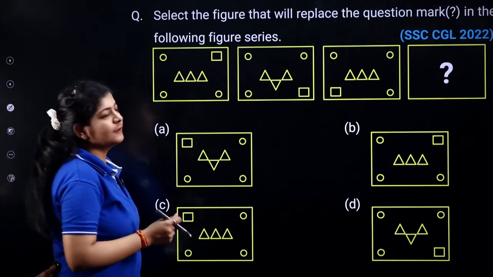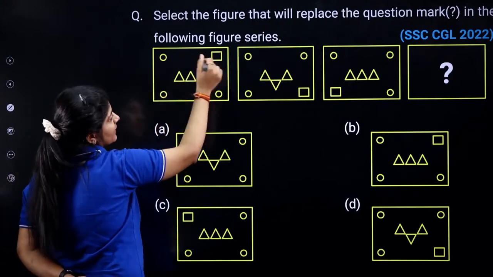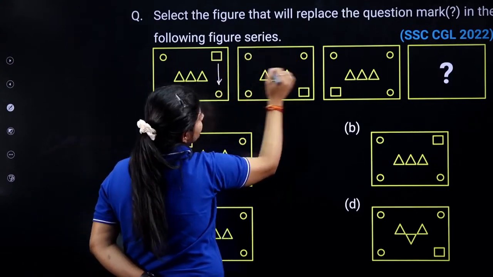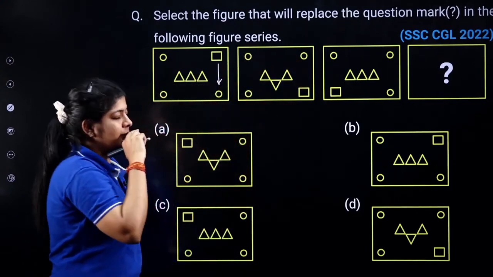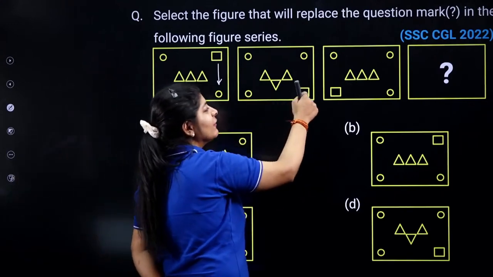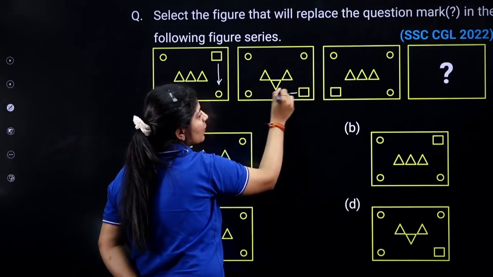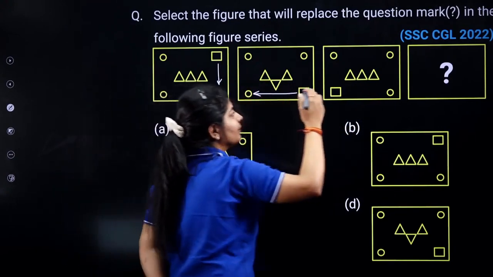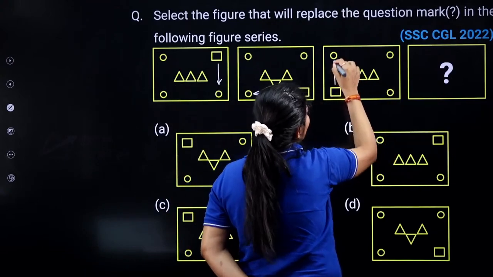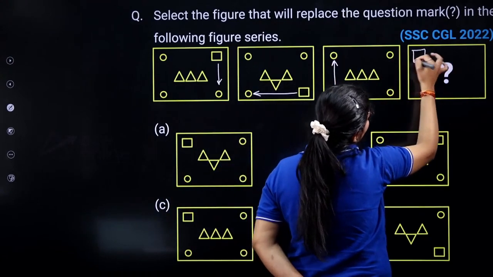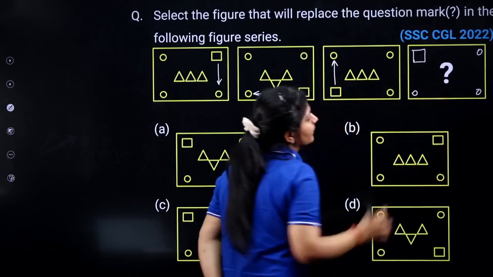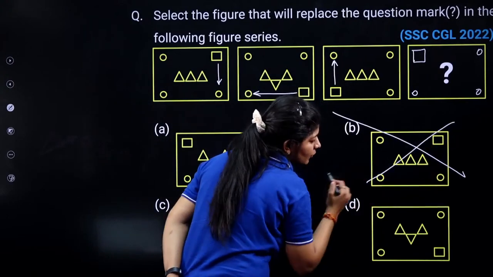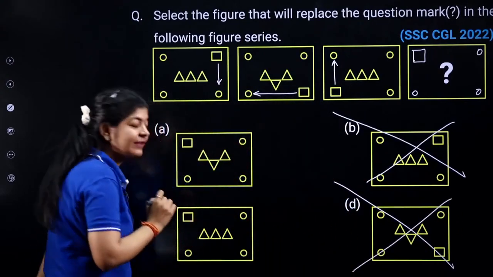Okay. So here first we will focus on these outer shapes, this square and 3 circles. This square is shifted to this place. Again we are having 1 square and 3 circles. Now this square is shifted to this place. That means it is moving in the clockwise direction. Now this time in this one, this square is shifted to this place. So we need a square over here and 3 circles like this one, right? Do we have that? Yes. Do we have that? No. Do we have that? No. Do we have that? Yes.